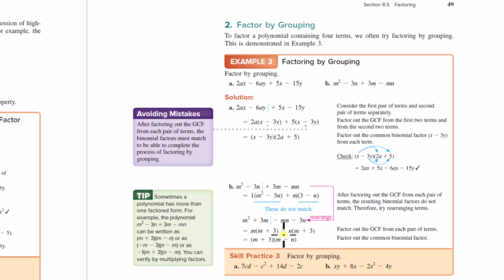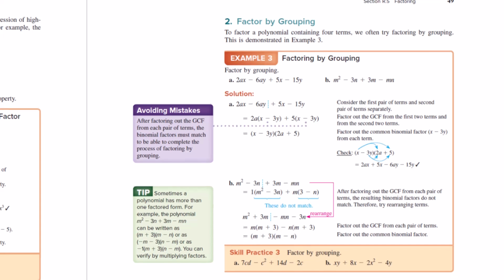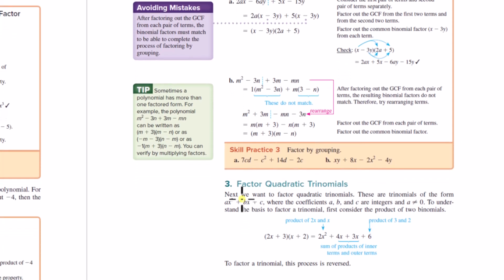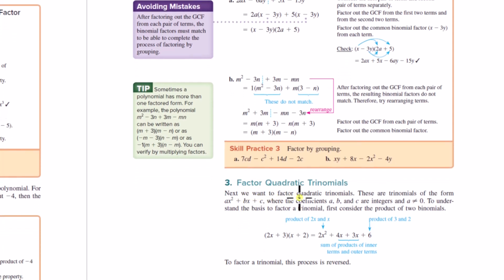M plus 3 times m minus n, and it's factored. Okay, factoring quadratic trinomials. Next, we want to factor quadratic trinomials. So quadratic means that the degree of the polynomial is going to be 2, and it's going to have 3 terms.